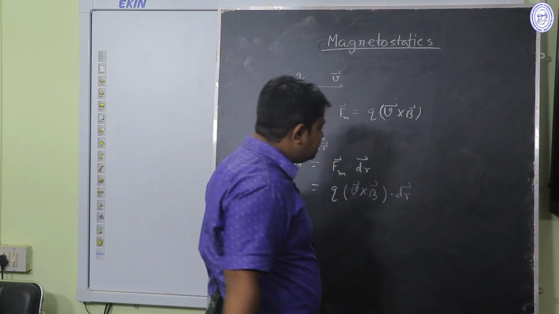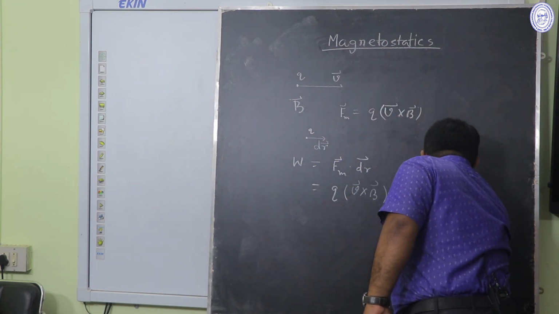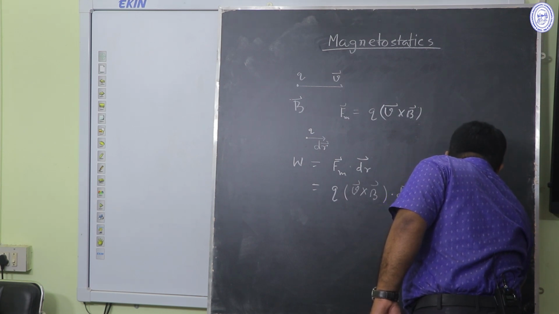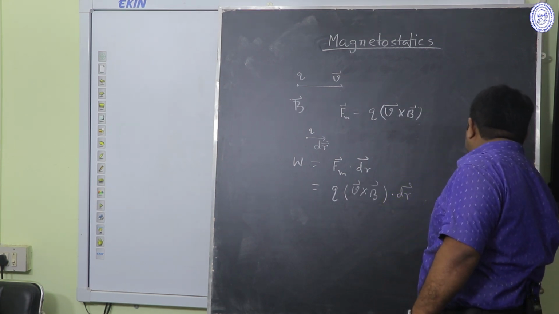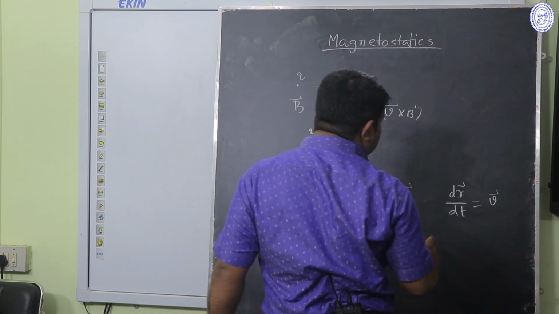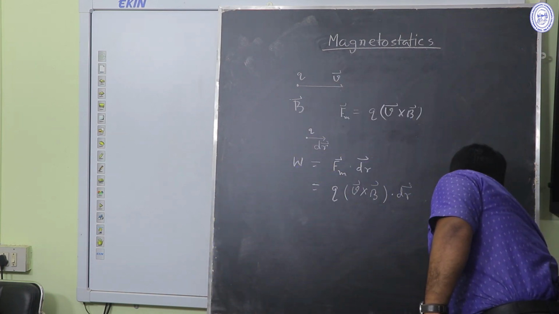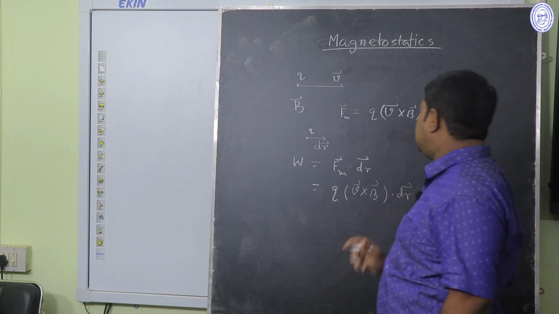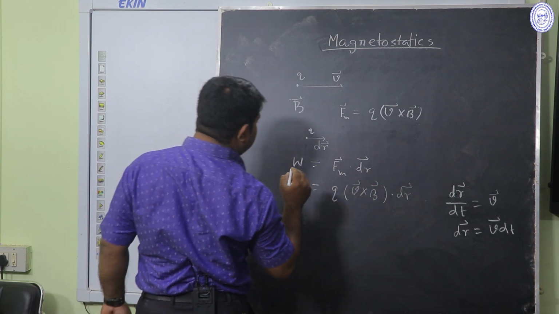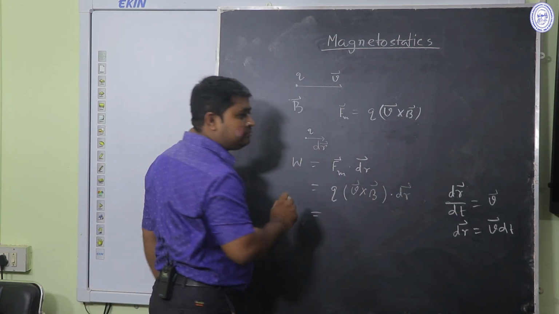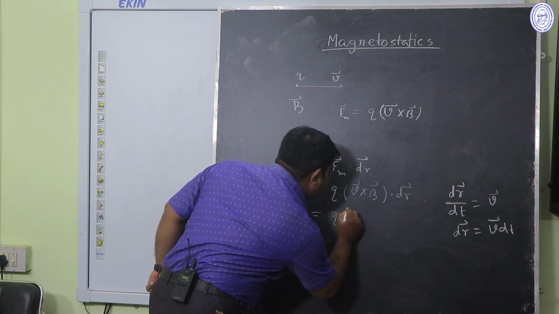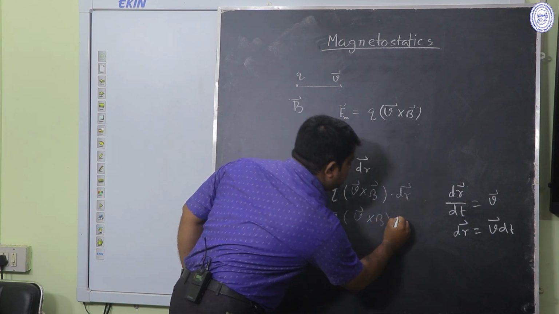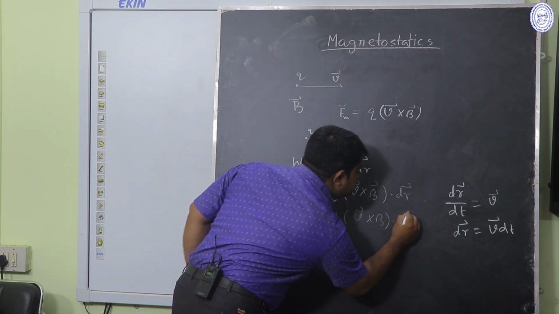We know that the rate of change of displacement dr with respect to time is equal to the velocity v. So, dr is equal to v dt. Now, replacing dr, we get the work done W equal to q v cross B dot v dt.